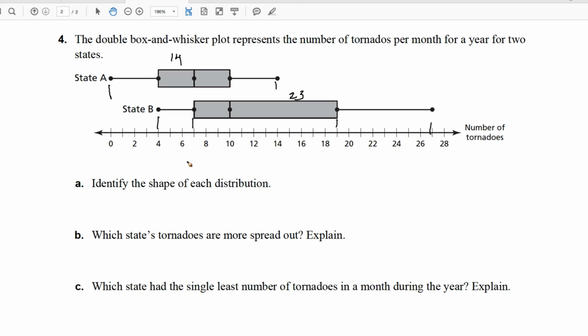And letter C, which state had the single least number of tornadoes in a month during the year? Well, State A, because it has 0. It's the only state that had 0. This one had a minimum of 4. So State A is the one that had the lowest amount of tornadoes in a given month. So this is how you do 7.2. Hopefully it helps.